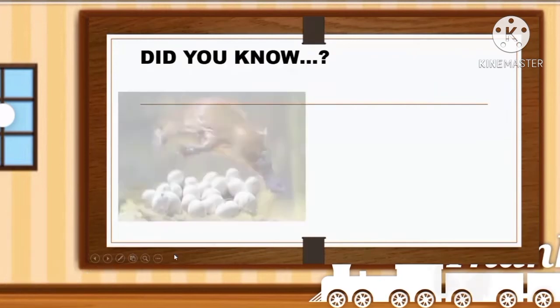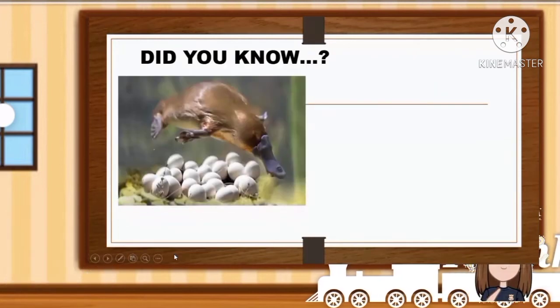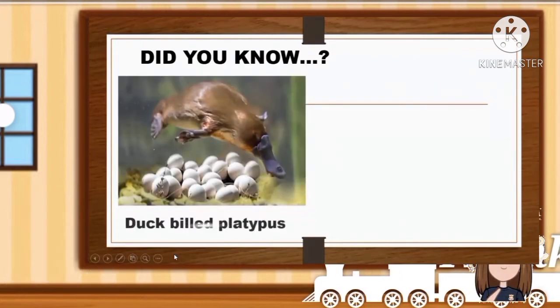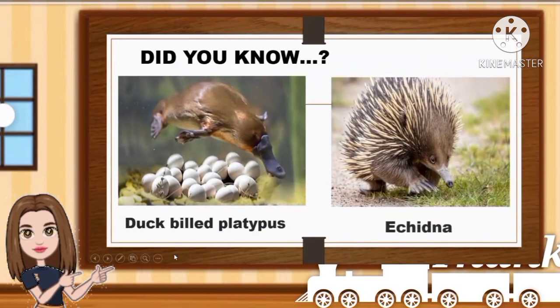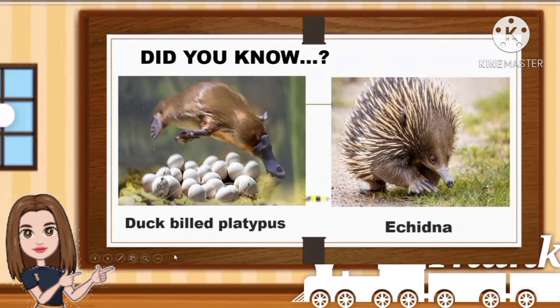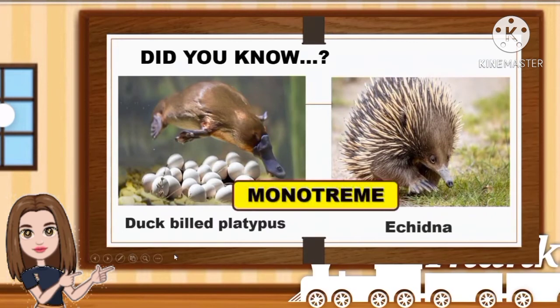Did you know that there are also mammals that lay eggs? Examples of these are the duck-billed platypus and echidna. These kinds of mammals are also called monotremes.